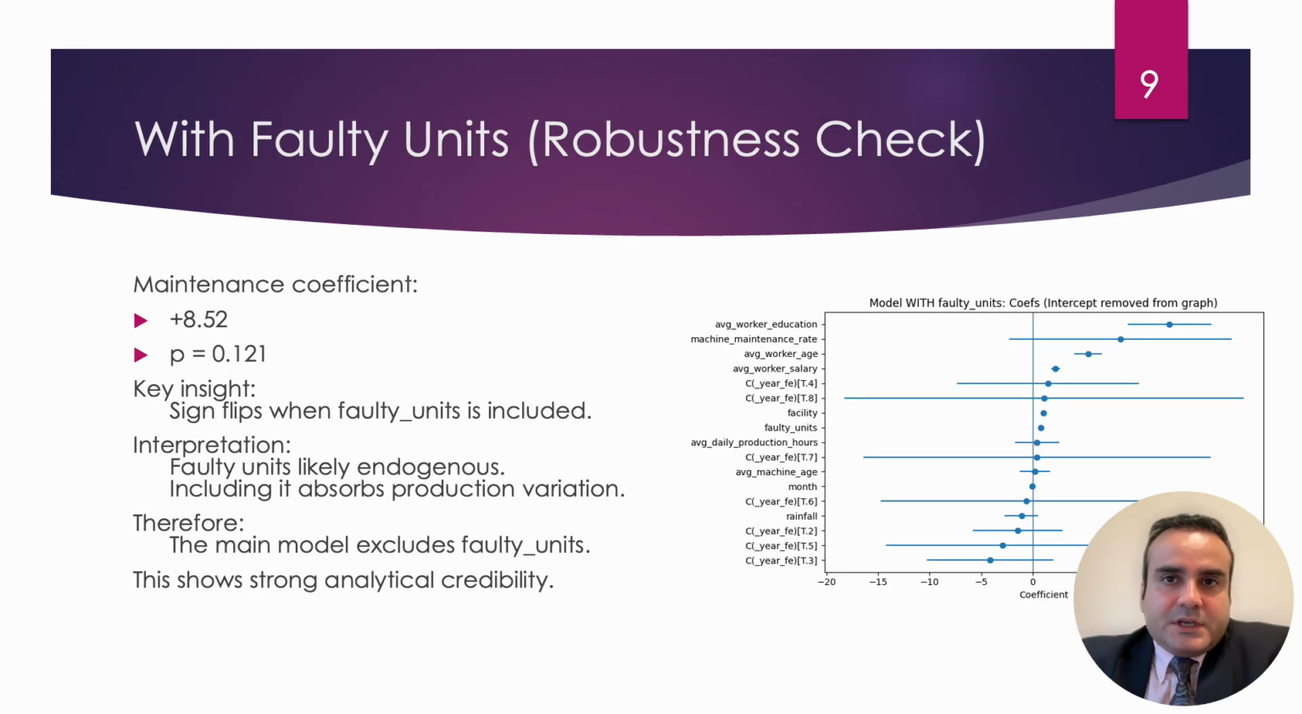As a robustness check, the model was re-estimated including the variable faulty units. When this variable is included, the sign of the maintenance coefficient becomes positive and the magnitude changes substantially. This sign reversal suggests that faulty units may be endogenous or mechanically related to output. Because of this concern, the preferred model excludes faulty units from the regression.